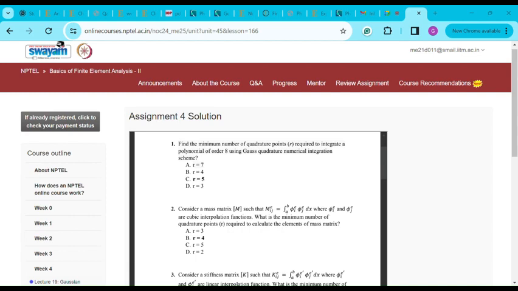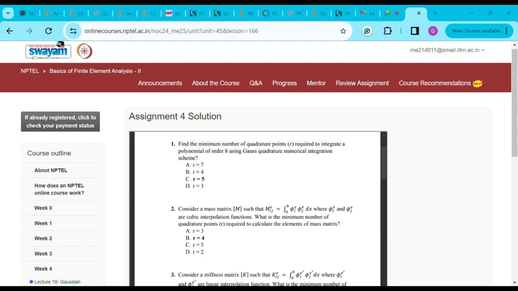Simply the degree is two. Sorry? Like here the interpolation function is given, there are three interpolation functions. Yes, three interpolation functions means second order polynomial. Yeah, so nothing else is given. Yeah, nothing else is actually given. So just 3 plus 1 matrix multiplied by 2.